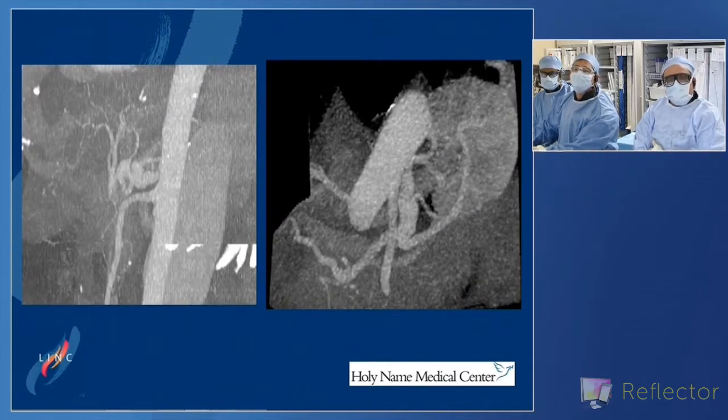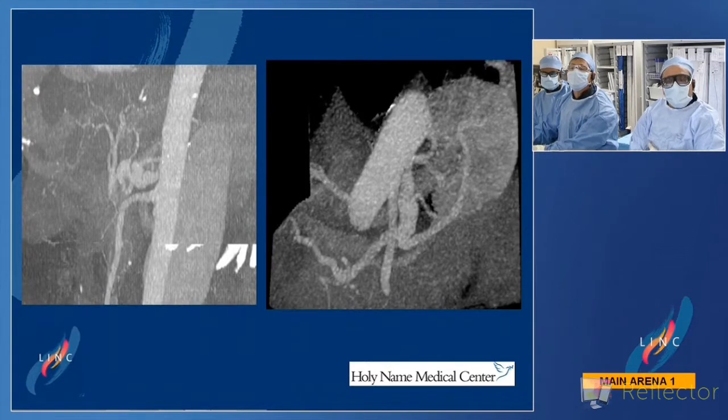Here are reconstructed maximum intensity projection images. On the left, you could see the superior mesenteric artery and its normal course, and just superior to that, the celiac artery and the aneurysm.